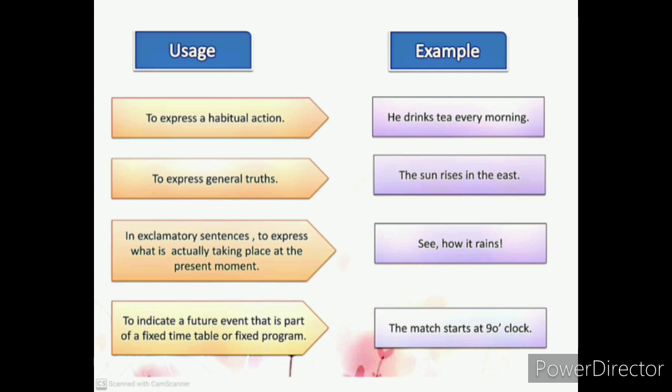Now come to the next. In exclamatory sentences, to express what is actually taking place at the present moment. See how it rains. How sweetly Meena sings. Next one, to indicate a future event that is part of a fixed time table or fixed program. Example, the match starts at 9 o'clock. One more example, the train reaches at 5 o'clock.